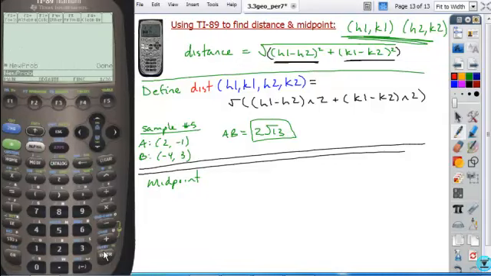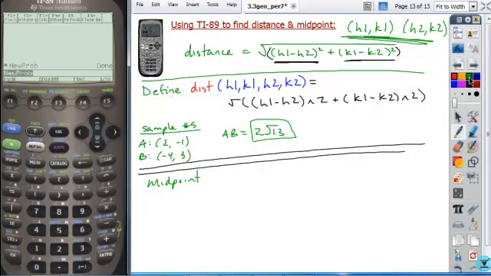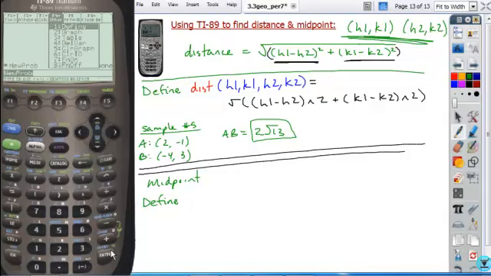All right, so when we're defining the midpoint function, same idea. We need to first tell the calculator what we're doing. So we're going to use the command for define. That's located in the F4 tab. We next give it a name.